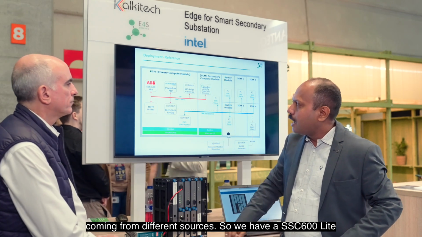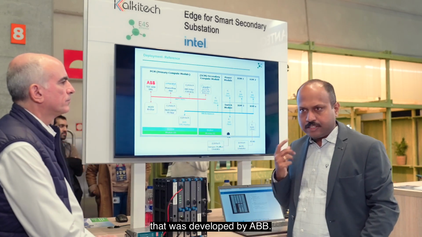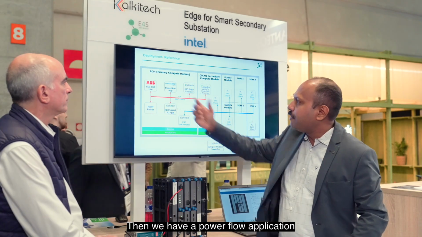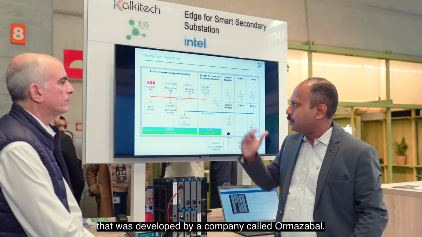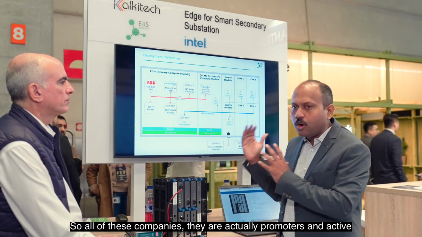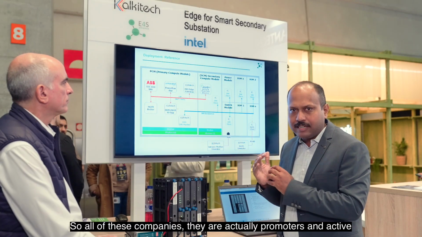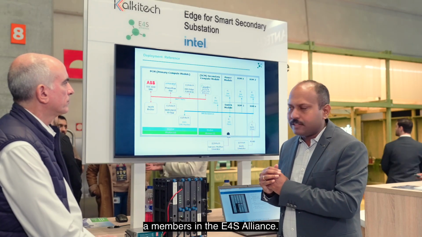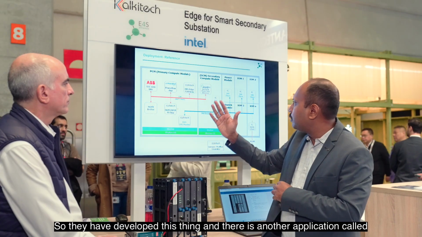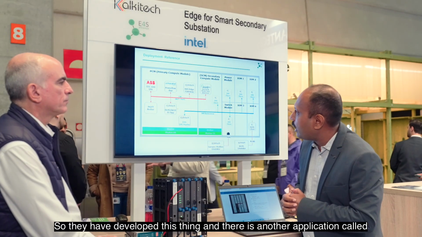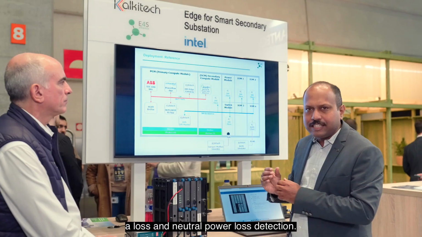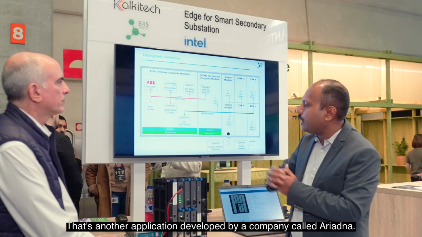We have an SSC 600 Lite that was developed by ABB. Then we have a power flow application that was developed by a company called Sabal. All of these companies are promoters and active members in the E4S Alliance. They have developed this, and there is another application called neutral power loss detection, developed by a company called Ariadna.